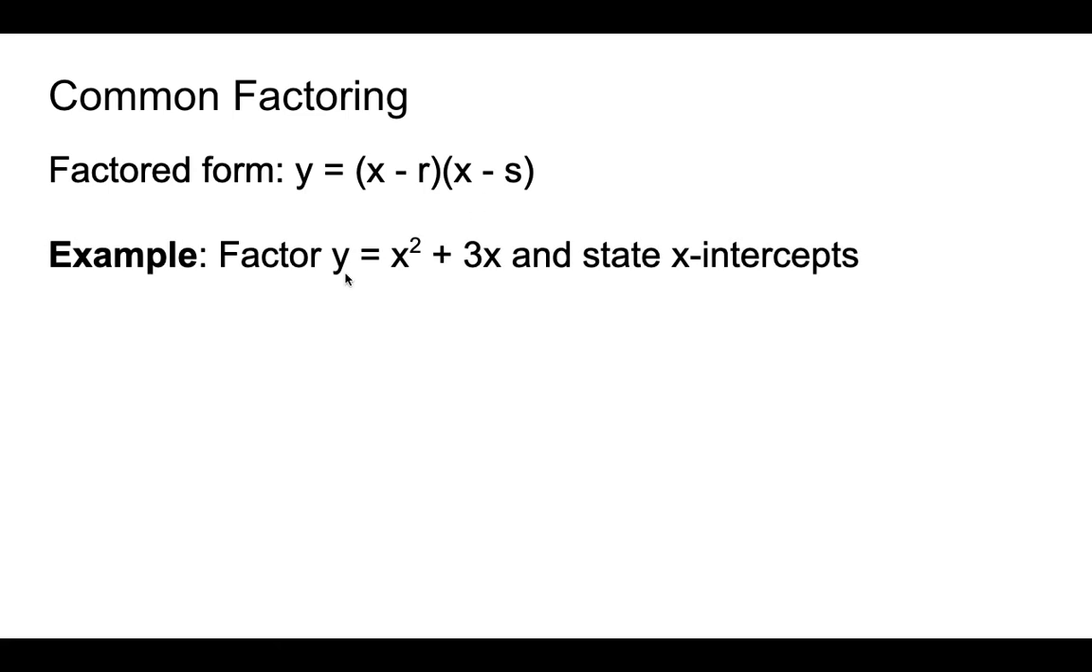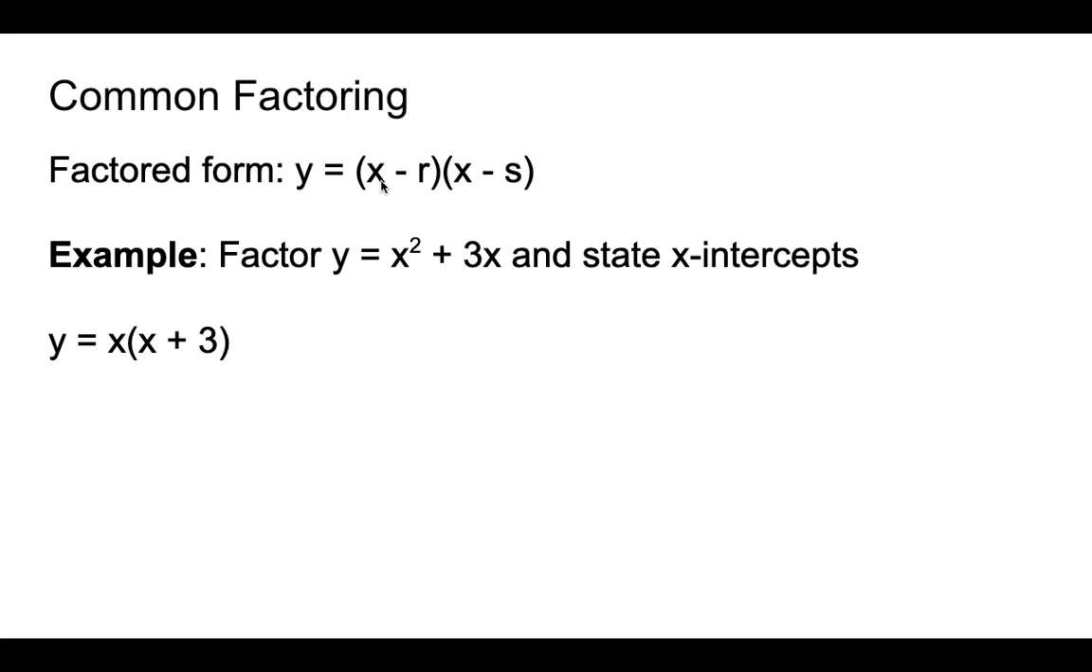So for example, here, let's say we have y equals x squared plus 3x, and it's asking us to state the x-intercepts. Well, remember when we have terms like this, you're going to see if there's a greatest common factor that can come out of each term. So now notice how we can take an x out of this one, as well as an x out of this one. So if we take an x out of both, we're going to be left with x plus 3. Because if we divide x squared by x, we get x. And if we divide 3x by x, we're left with 3.